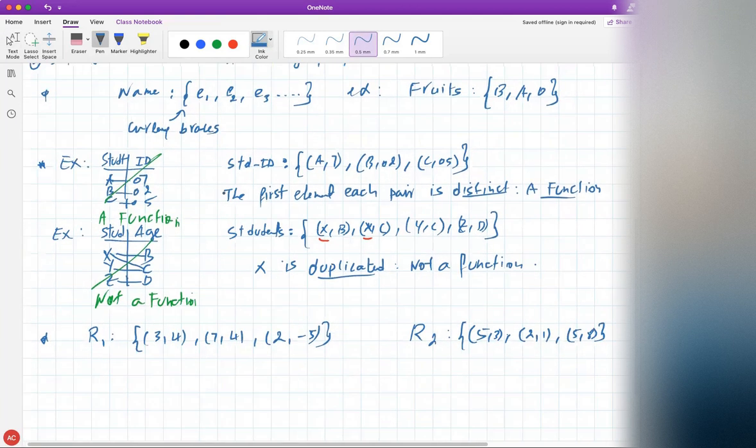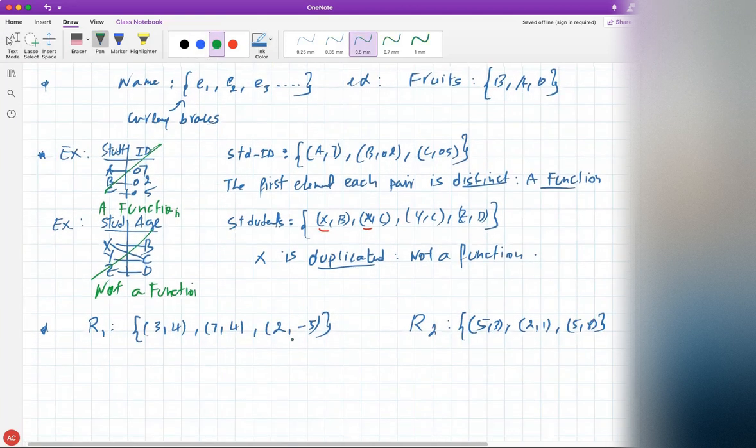Okay, so let's see if these are functional or not. The first one, is that a function? First one is a function, second one is not a function. That's right. So this one is a function because you look at the first elements, 3, 7, and 2, they're unique. They're different, no duplication. So that's good. So this is a function.